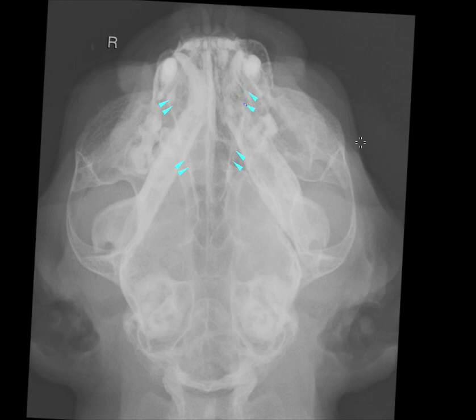The next question is, is that pathology, such as fluid, mucus, or other pathology in the right nasal cavity, which could certainly fit with the clinical signs of right-sided nasal discharge, or is this due to superimposition and a little bit of obliquity is having a big impact on the resulting opacity of that portion of the nasal cavity?